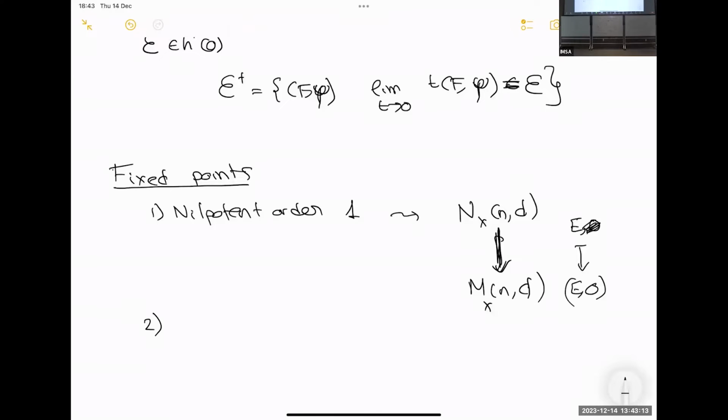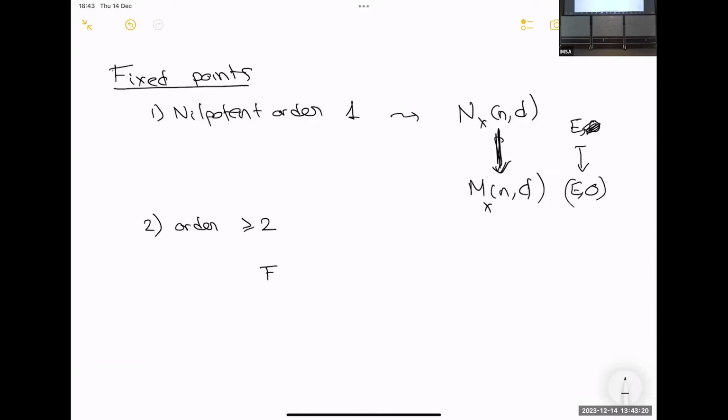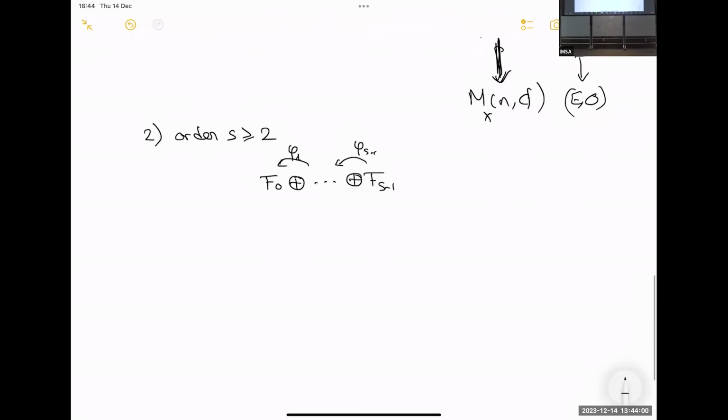But there are many others. When the order is at least 2, then the underlying bundle has the form of a direct sum of S bundles, where S is at least 2, and the Higgs field maps the different bundles to one another. So there's a filtration given by the different terms, and the Higgs field respects this filtration. Okay. Now, there's been a lot of work on these subspaces of the moduli space.